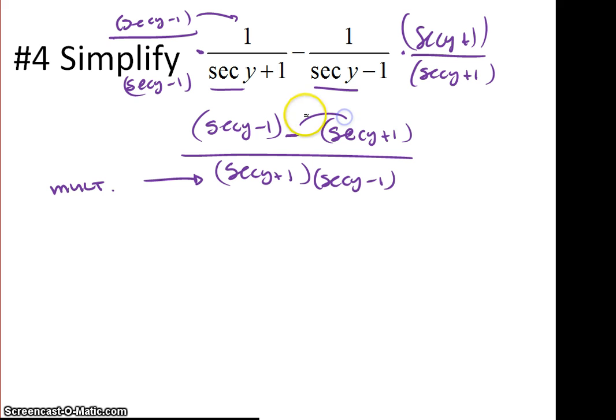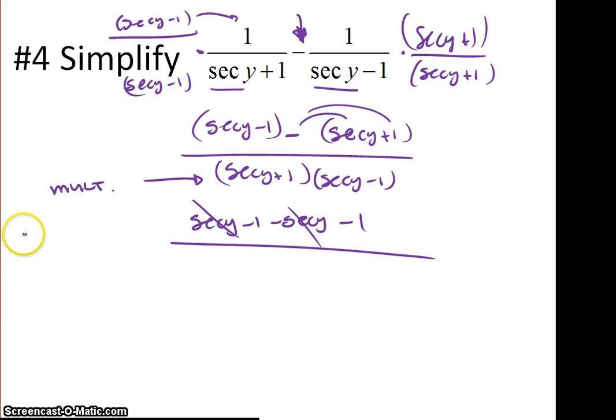And in the top, we just have to make sure that we distribute the negative. Whenever you have a negative here, you're always going to need to make sure you distribute the negative to all terms on the right-hand side. So we end up with secant of y minus 1 minus secant of y minus 1. So our secants cancel on the top.